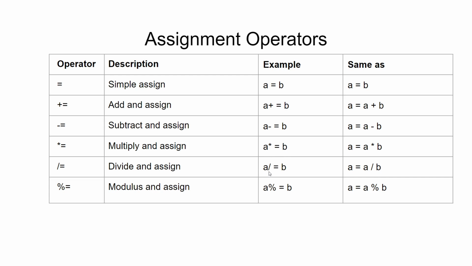Divide and assign, same thing. A /= B, that will be the short form of A = A divided by B. And modulus and assign will basically be A %= B, A = A modulus B. So you can see that there is a very consistent pattern in all of these. It's basically like a short way of writing something like this. So now let's look at some examples.